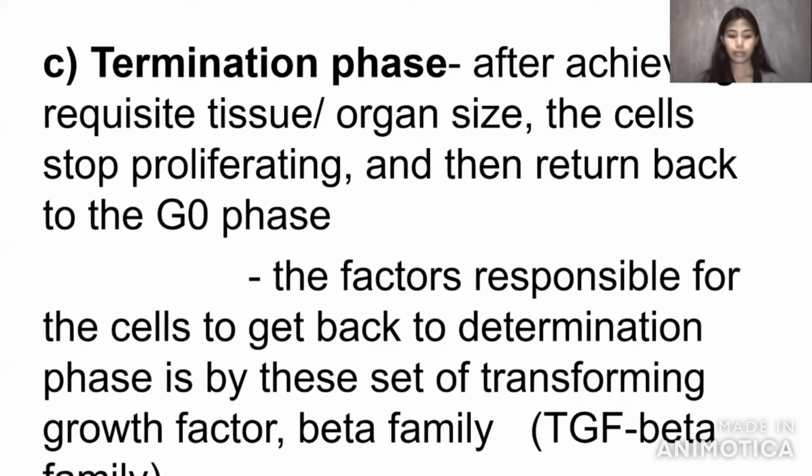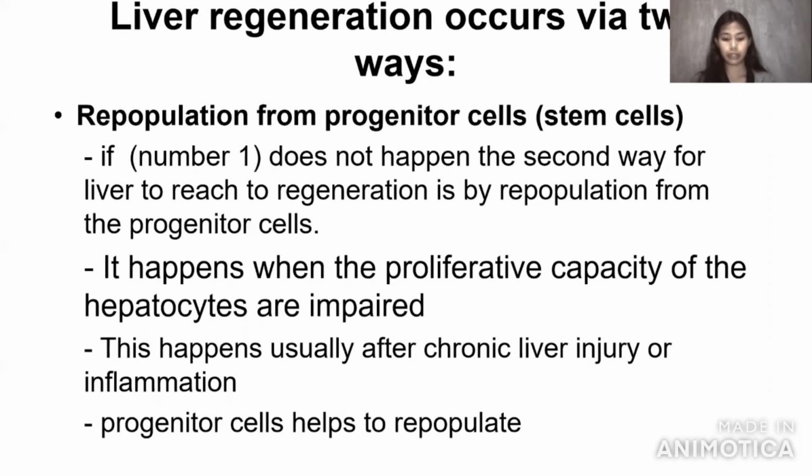Okay. So now let's take a summary of the regeneration and proliferation. So we understood the proliferation of remaining hepatocytes in the liver, then understood the regeneration occurs by proliferation of remaining hepatocytes by the priming phase, growth factor phase, and also the termination phase, right? So if this does not happen, the second way the liver can reach regeneration is by repopulation from the progenitor cells. This is called repopulation from the progenitor cells or the stem cells.